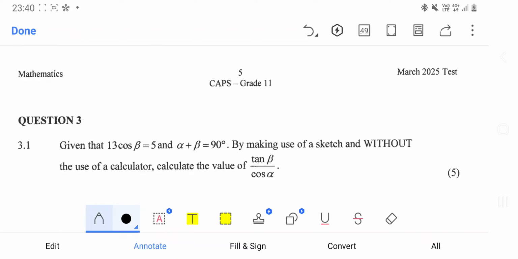Mathematics CAPS Grade 11 March 2025 test.